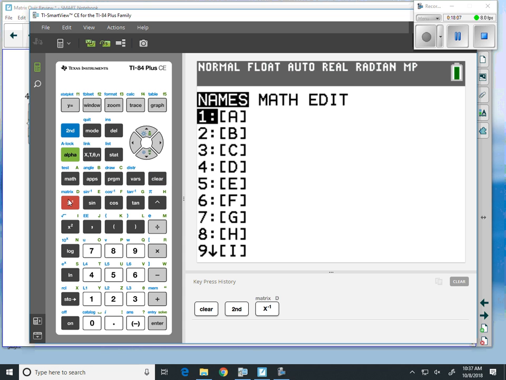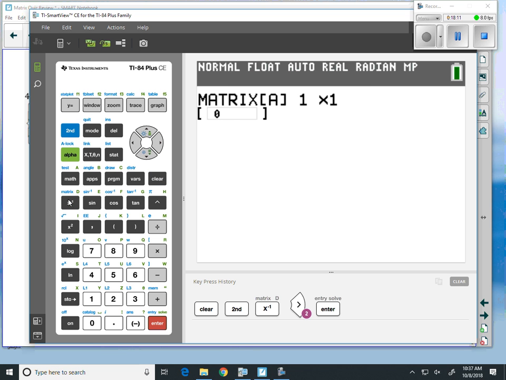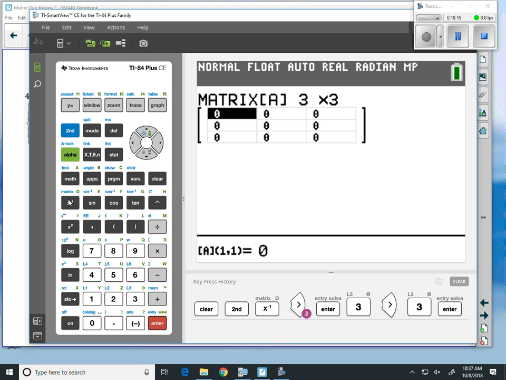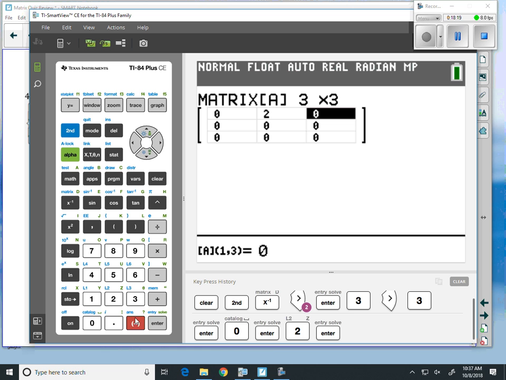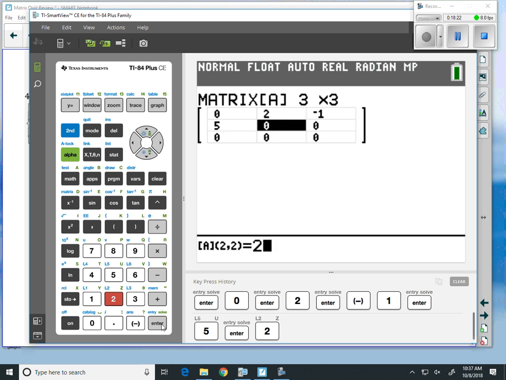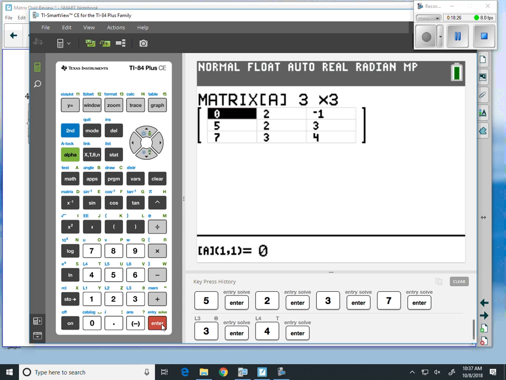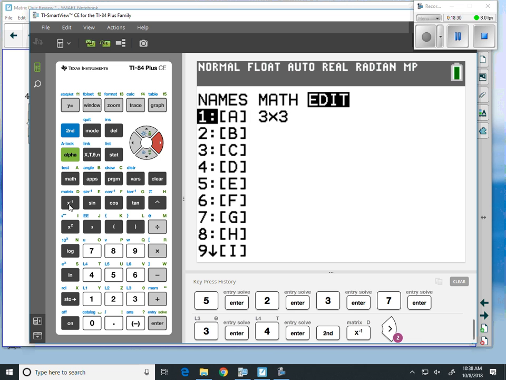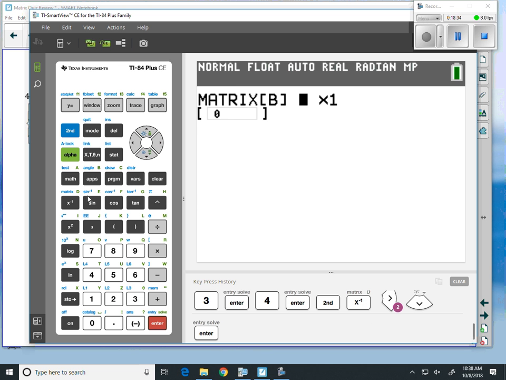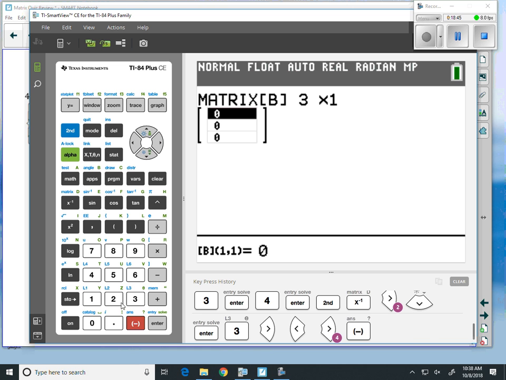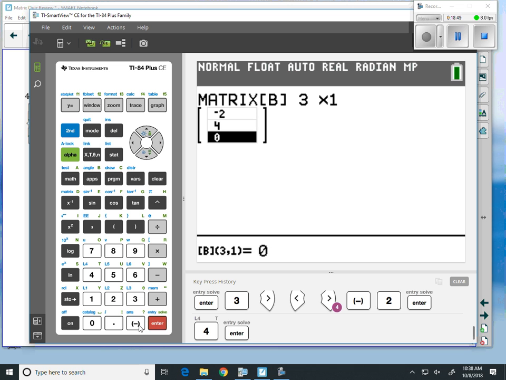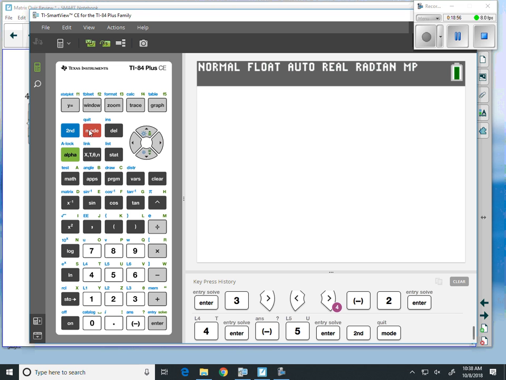Okay, second matrix. I'm going to go over to edit. And then matrix A is a 3 by 3 matrix. So we're going to go ahead and enter those numbers. And then second matrix again, go over to edit and enter matrix B. We will not enter matrix X. We will only enter matrix A and matrix B. Matrix B is a 3 by 1. And there's matrix B. Once you have those done, press second mode, and we're going to continue. If you need to pause and go back to walking through that, go ahead and do that now.